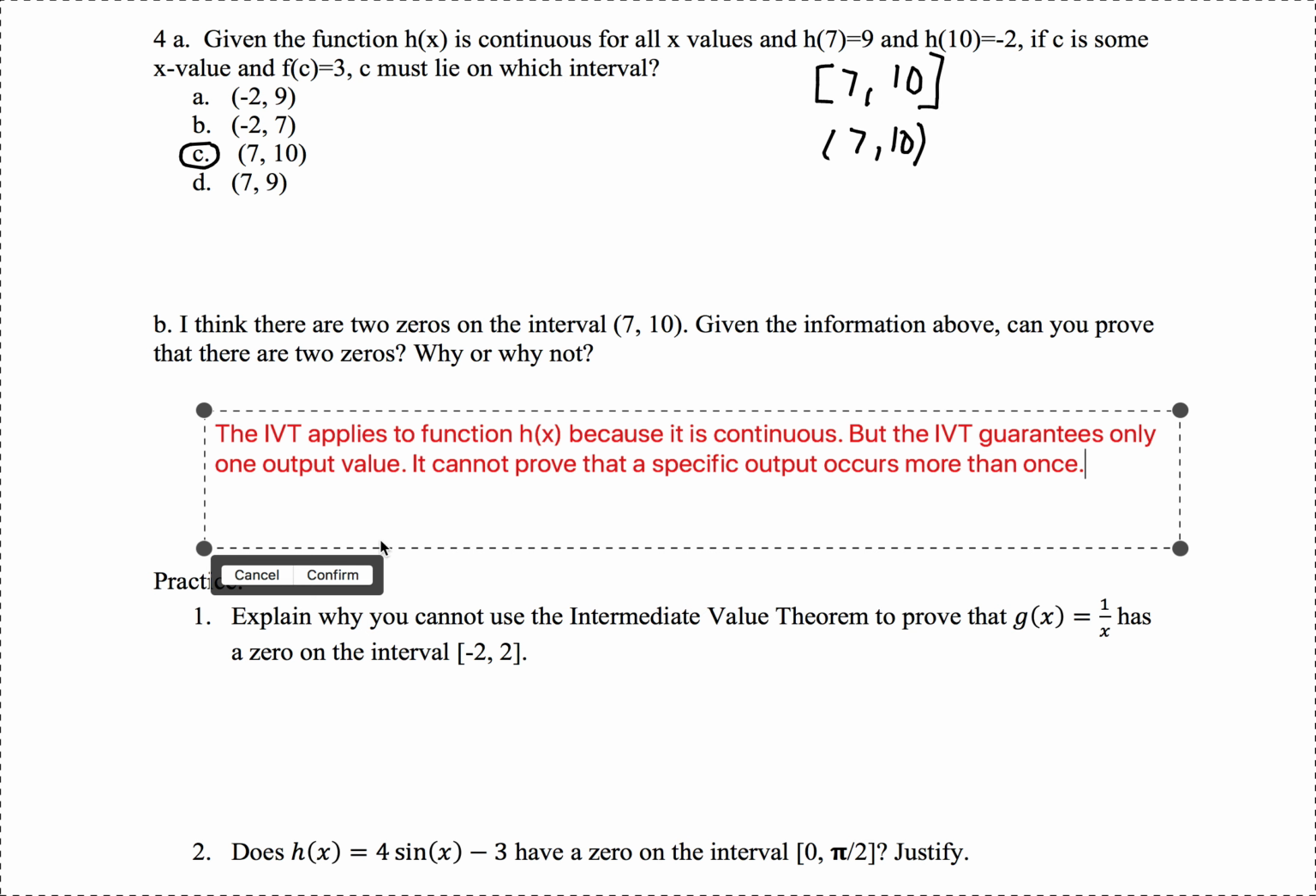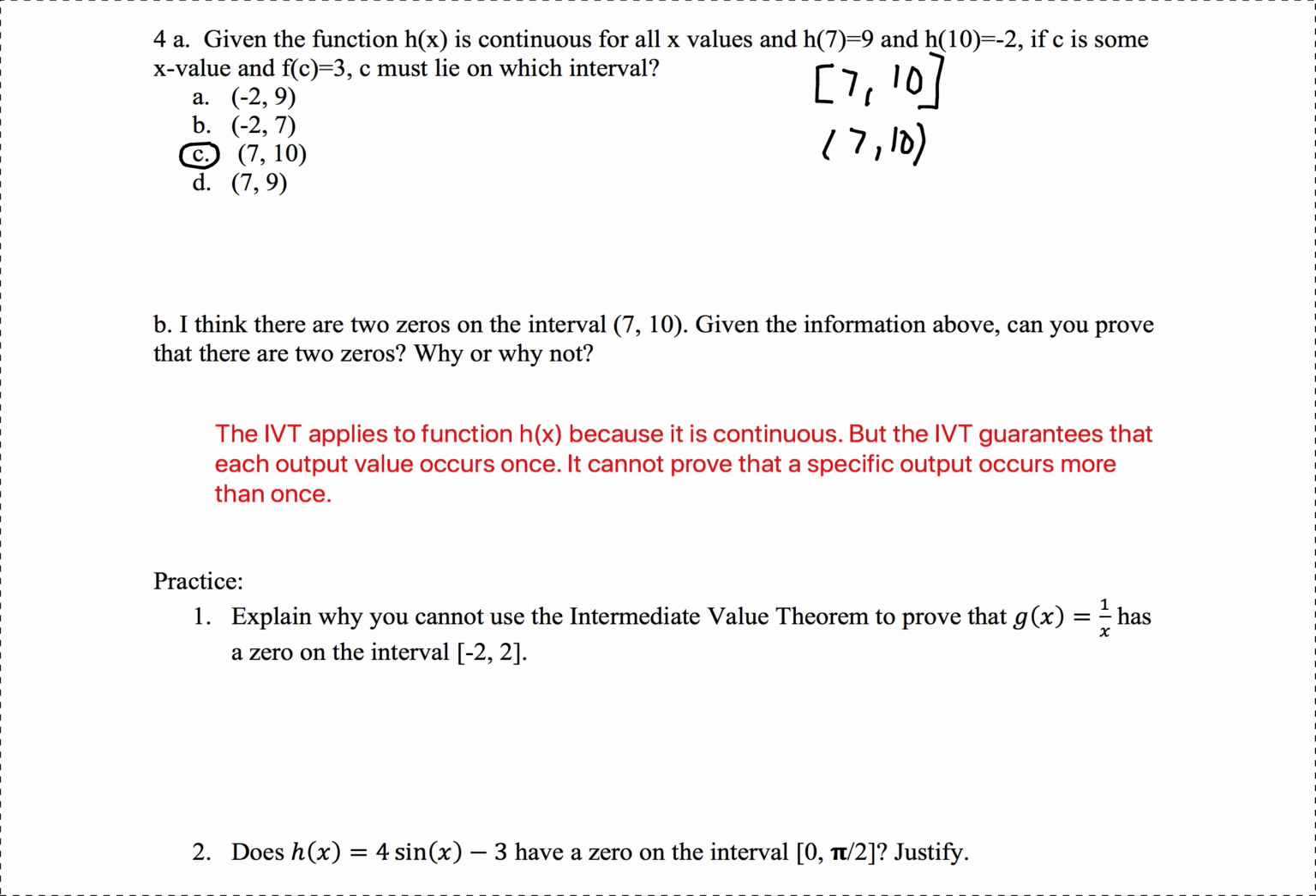So the IVT applies to function h of x because it's continuous, but the IVT guarantees only one output value. Oh, that's a weird way to say it. Sorry about that, it guarantees that each output value occurs once. That's how we should say that. The IVT applies to function h of x because it is continuous, but the IVT guarantees that each output value occurs once. It cannot prove that a specific output occurs more than once. There we go.